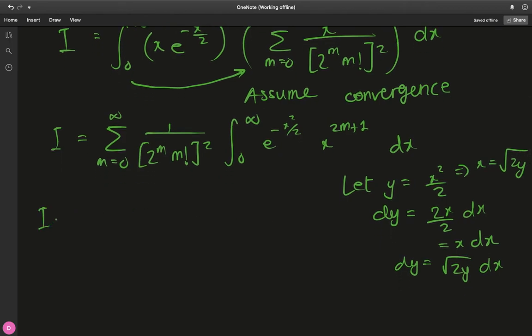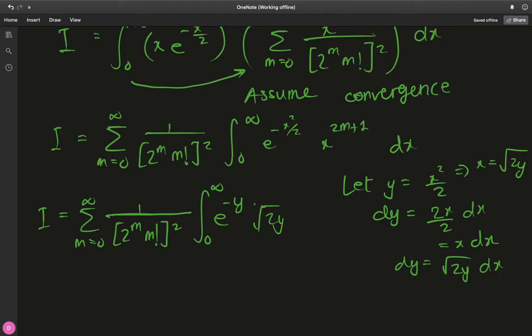Upper and lower bounds remarkably remain unchanged. So we have the sum from m equals 0 to infinity of 1 over (2 to the m times m factorial) squared, integral from 0 to infinity unchanged, e to the minus y, x is square root of 2y but raised to the 2m plus 1 power, and then dx is dy over square root of 2y.